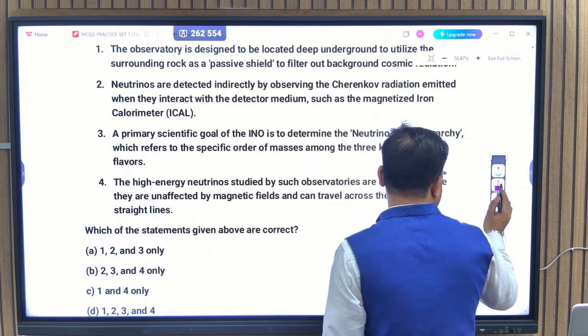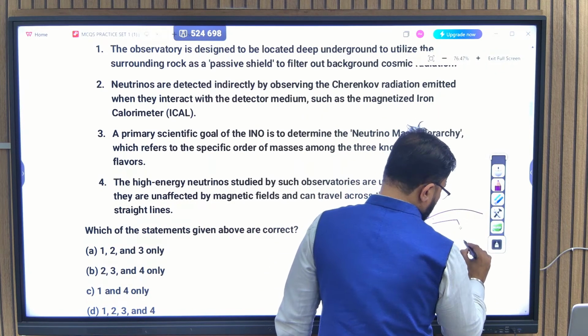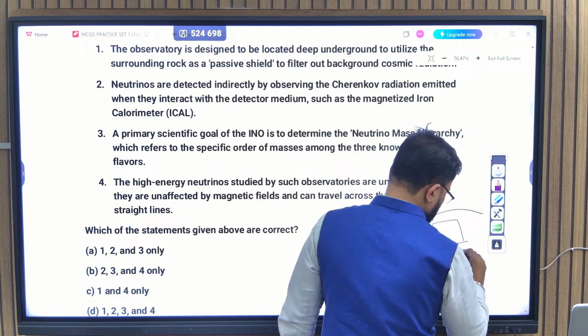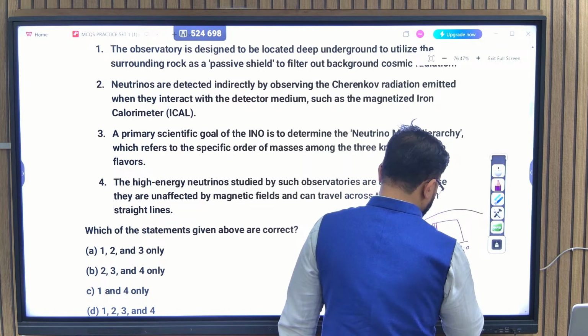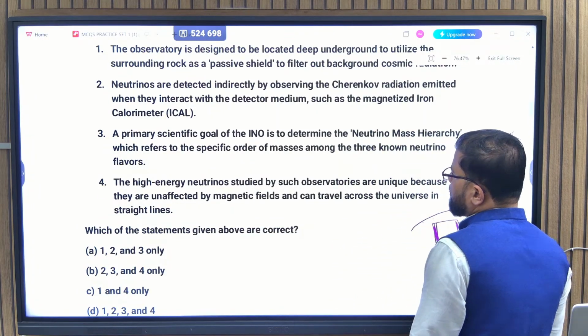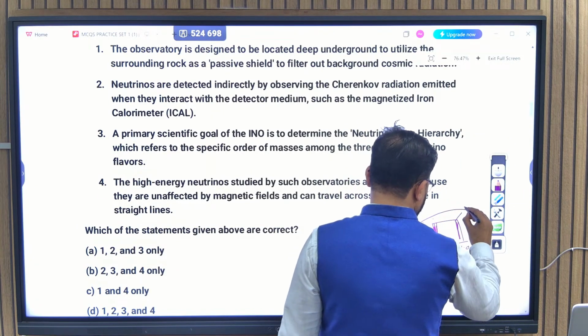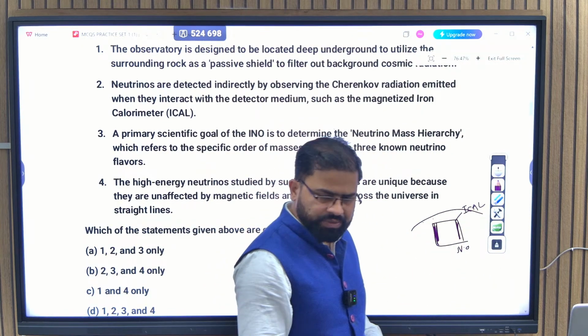Now, suppose this is the underground, suppose this is the rock, and here we are developing what? Neutrino observatory. And here what we have considered? Here we have the magnetized iron calorimeter, ICAL. Okay.